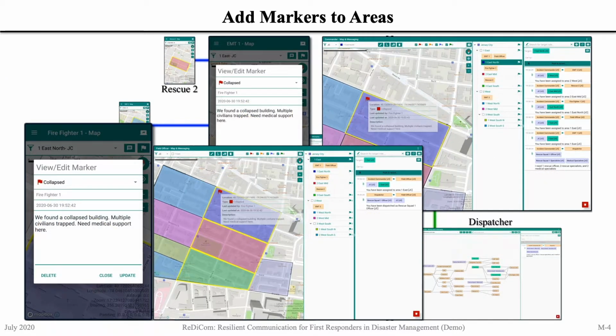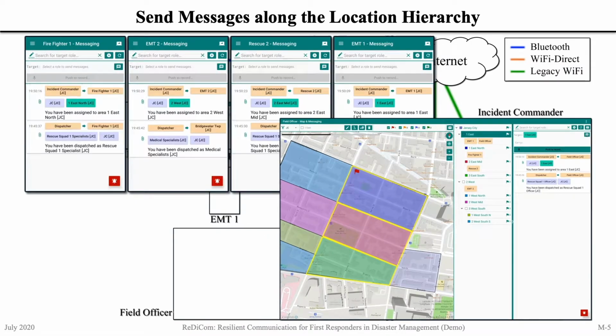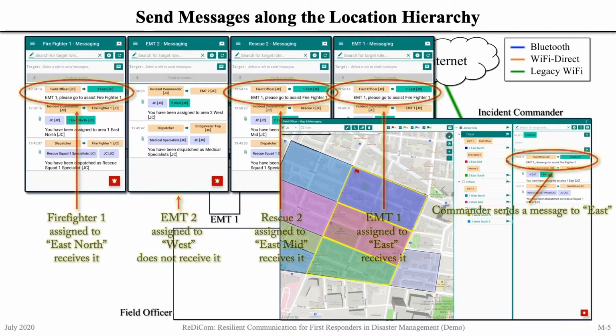The first responders can also click the markers to see the detail, which includes the location, the type, the unit and time that created or updated the marker in the latest description. The first responders can also communicate based on the location hierarchy. When the field officer sends a message to East, all units dispatched to East will receive it. This includes EMT-1, Firefighter 1, and Rescue 2, but EMT-2 does not receive it since he is dispatched to West.